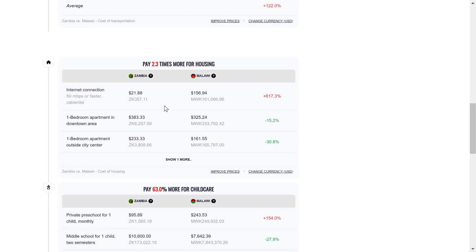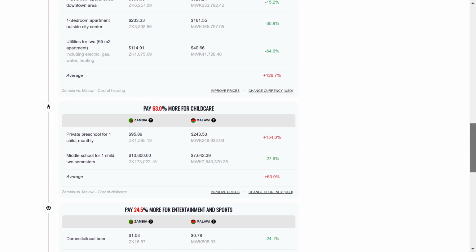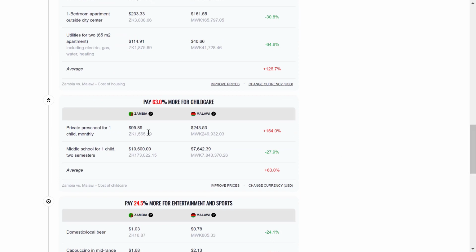Then here, if you look at the cost of internet, I know the cost of internet in Zambia is cheaper than quite a number of countries. Accommodation in Malawi is cheaper. Okay, accommodation in Malawi is way cheaper than in Zambia. Then also here you have utilities, gas and electricity, and all those things. Malawi is cheaper than Zambia. And even education, Zambian education is cheaper. Primary school, middle school, Malawi is cheaper.